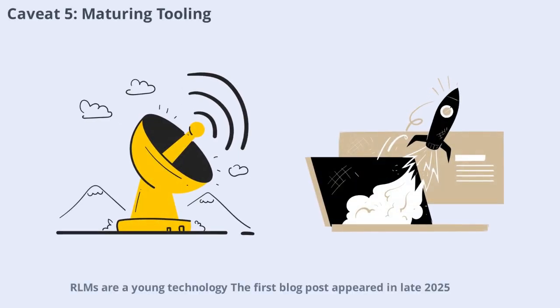RLMs are a young technology. The first blog post appeared in late 2025, followed by a research paper and a wave of re-implementations in 2026. While the tooling is improving rapidly, it's still maturing. Early adopters should be prepared for evolving APIs, documentation, and best practices as the ecosystem stabilizes.